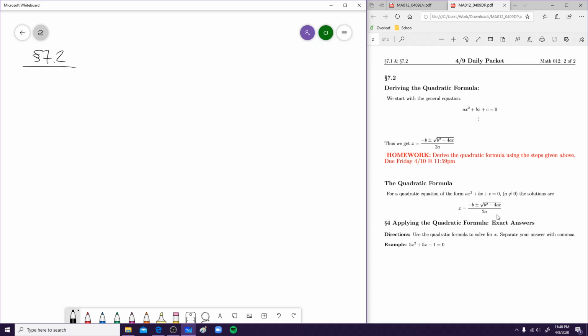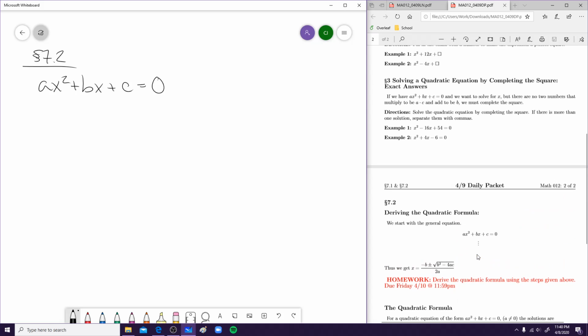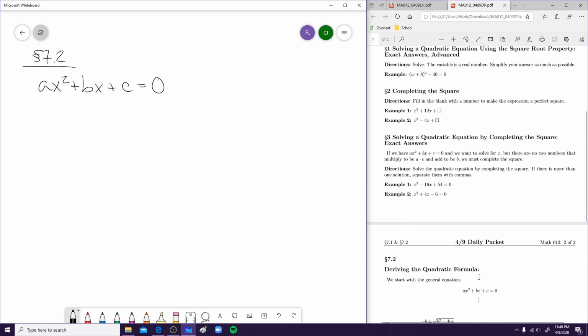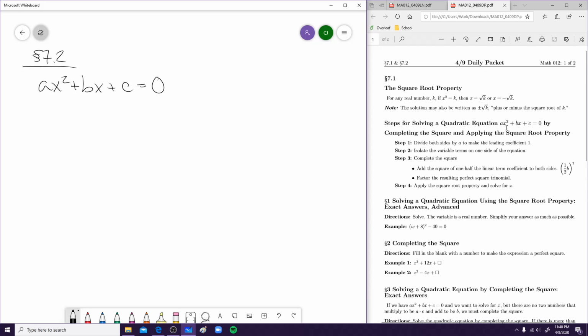So we're going to start with the general equation ax squared plus bx plus c equals 0. When I'm deriving the quadratic formula, essentially I'm going to use the steps for solving a quadratic equation. So the steps right here. The only difference is that instead of concrete numbers, it's just going to be variables that represent numbers.